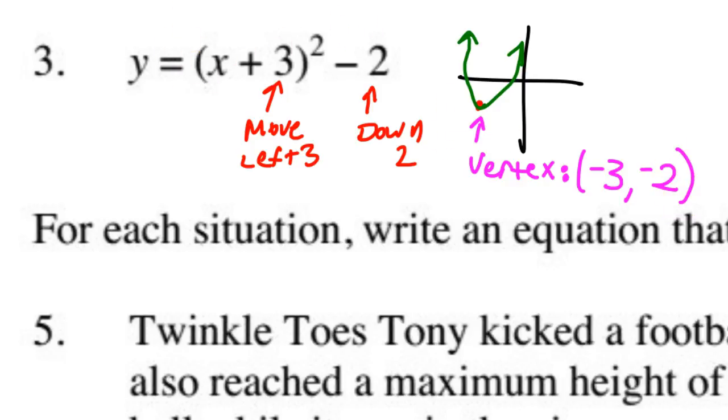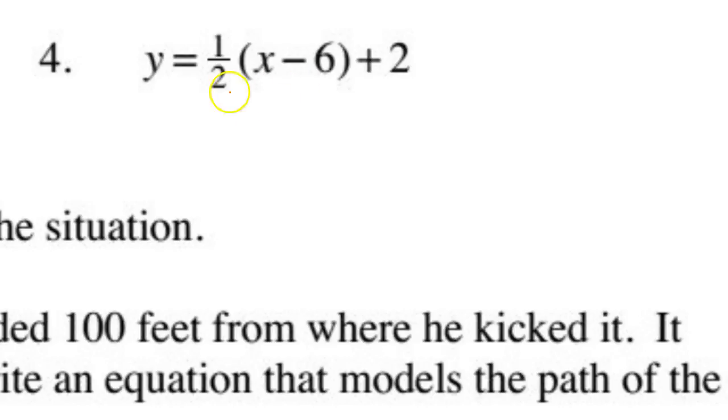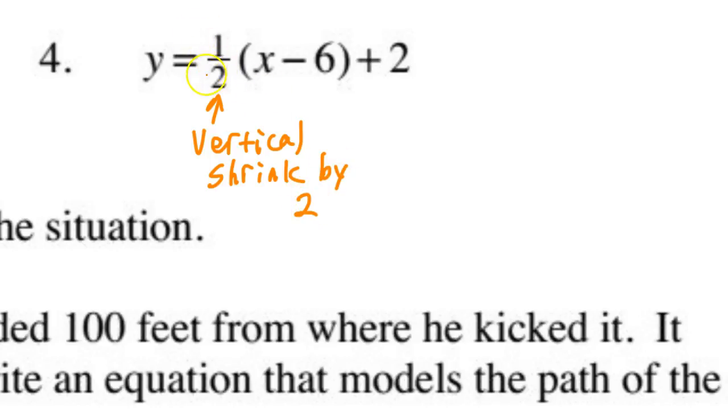Now, I'm going to go ahead and slide over here to problem 4. Taking a look at problem number 4, this 1/2 right here is going to be a vertical shrink, and it's a vertical shrink by 2. The reason it's by 2 is because that is our 2 right there, and this 1 is just taking the place of the reciprocal of 2.